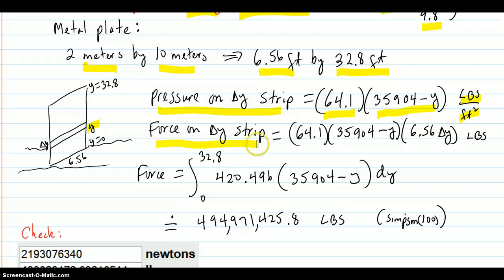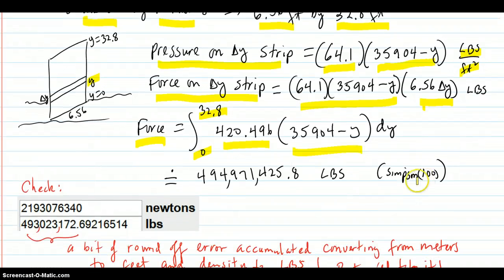The force on the delta y strip is then that pressure times the area, which is 6.56 times delta y, in pounds. So the force is y equals 0 to 32.8. Then you add up all those forces on those delta y strips as a Riemann sum, but we already did that for the previous one. We'll just go straight to the integral and multiply the numbers. You get this dy, and I ran it through a program. Maybe there's a little error there, but anyway, I got this amount of pounds.